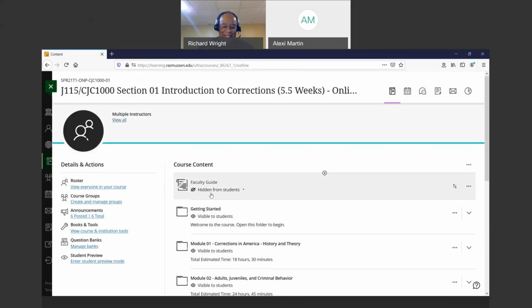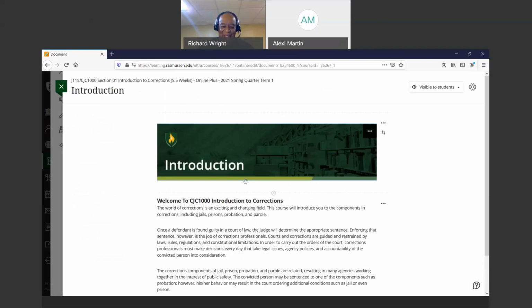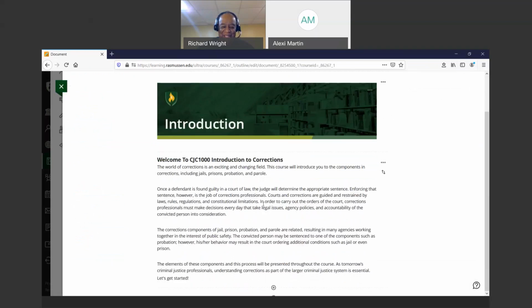On the course content, you can look at Get Started. And if you look at Get Started, it opens up an introduction to the course, and it tells you the things that you're going to be expected to learn, how to be good corrections individuals. But you're going to learn that in the field of corrections, there are 4 components to corrections, and that's jails, prisons, probation, and parole.